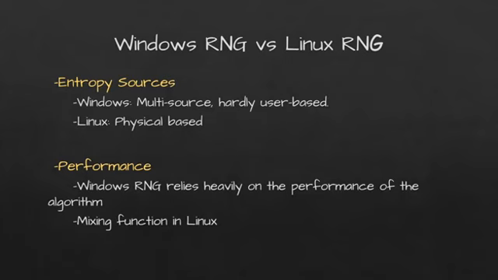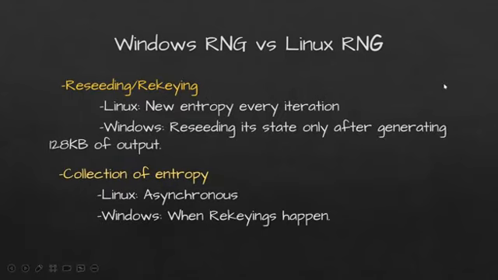Next is the performance. Windows RNG relies heavily on the performance of the algorithm, while Linux uses a mixing function. And the mixing function is actually much faster than the algorithm. Next is reseeding and rekeying. In Linux RNG, the state is fed with system-based entropy in every iteration and whenever system events happen, while the Windows RNG is reseeding its state only after generating 128 kilobytes of output.